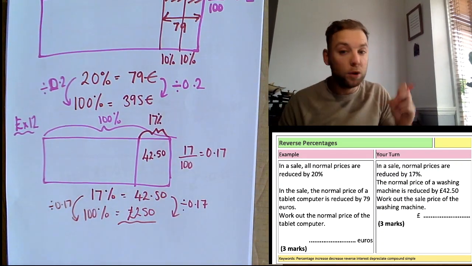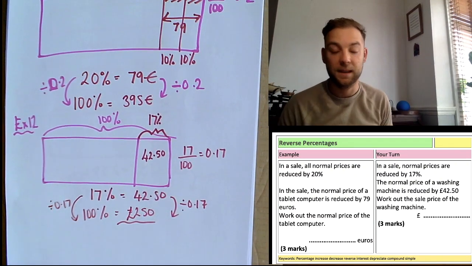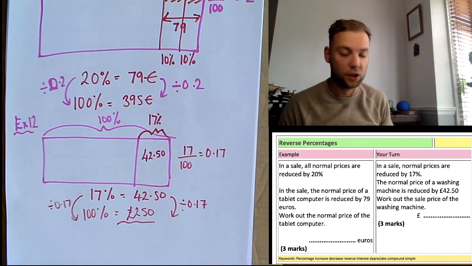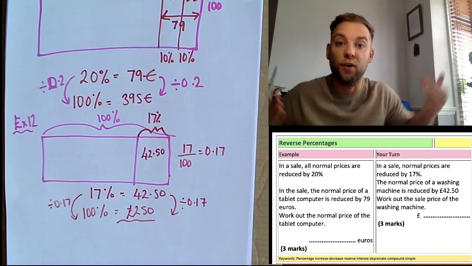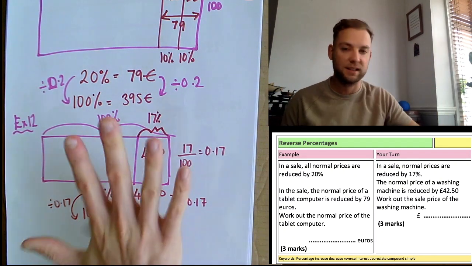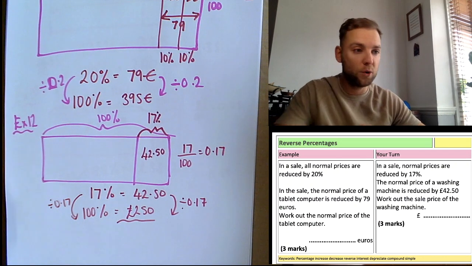Notice, you wouldn't have got that if you hadn't done it like that. That's pretty much the only way you would have got that. You can't find 17% of this and add it back on. You've got to use reverse percentage methods. So that one there is example 12. Now there are two more examples to have a go at.